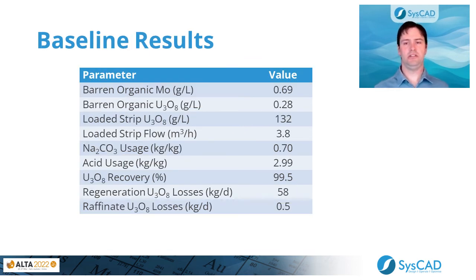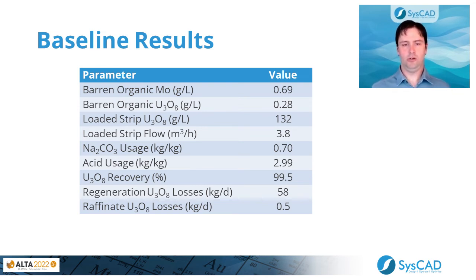From the results of this simulation, we can see we have calculated certain things. So we have the concentration of the moly in the barren organic and the uranium in the barren organic. So there's a little bit of residual uranium that's left. Remember, some of that is due to the re-extraction in the wash cell, and some of it is due to incomplete stripping. We have the loaded strip U3O8, 130 grams a liter, which is quite typical.